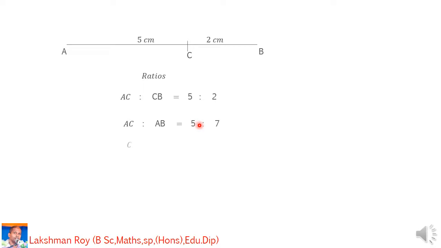Let's see another one, CB. This part CB is to AB, that means whole part. So first term CB is 2 centimeter, AB is 7 centimeter. Let's see another one: AB, the whole part, is to AC, this part. When you write in numbers, AB is whole length, that is 7, AC is 5 centimeter. So those are the ratios of length. Many ratios you can write.